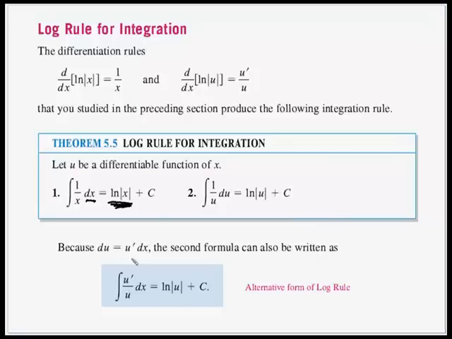Because du equals u prime dx, the second formula can also be written like this. The antiderivative of u prime over u dx. And we just do the integration, and it's the natural log of the bottom, the natural log of the absolute value of u plus c.